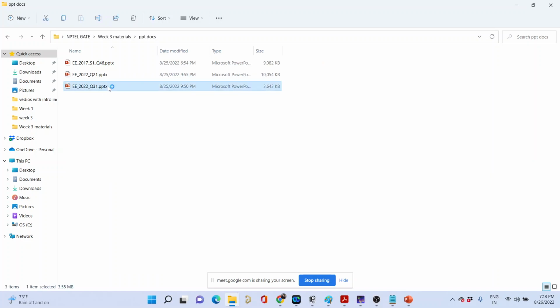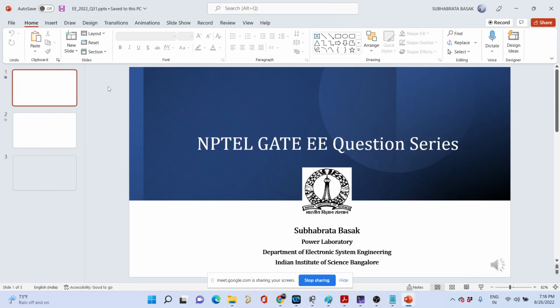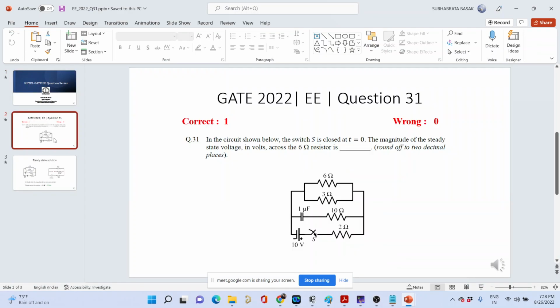Question 31. So 1 minute time is enough for this sum. I am showing you. Okay. So this is the question. You have been given a circuit, and you are asked to find the voltage across the 6 ohm resistor at steady state, once the switch is closed. So I would expect everyone to do this sum very quickly. Let me give you 5 volts. Yes. 5 volts. Right. Absolutely. So what is the voltage across the capacitor at steady state?